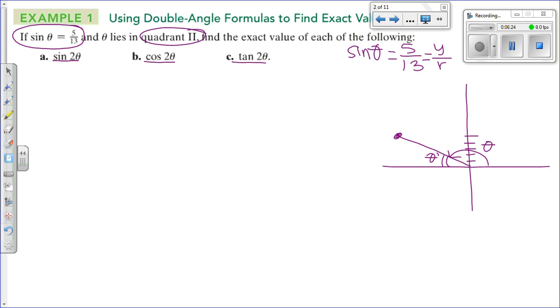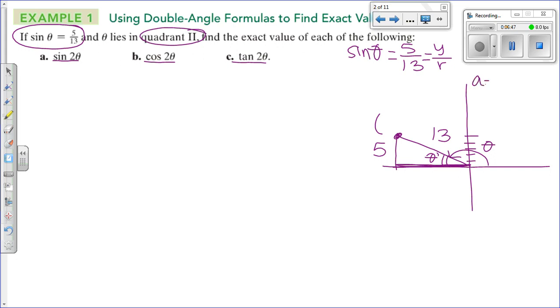All right, so let's do a triangle. The opposite side, or the y value, is 5, the hypotenuse is 13, and of course we have to find this missing side right here, the one adjacent to the angle. So we're going to use the Pythagorean theorem.